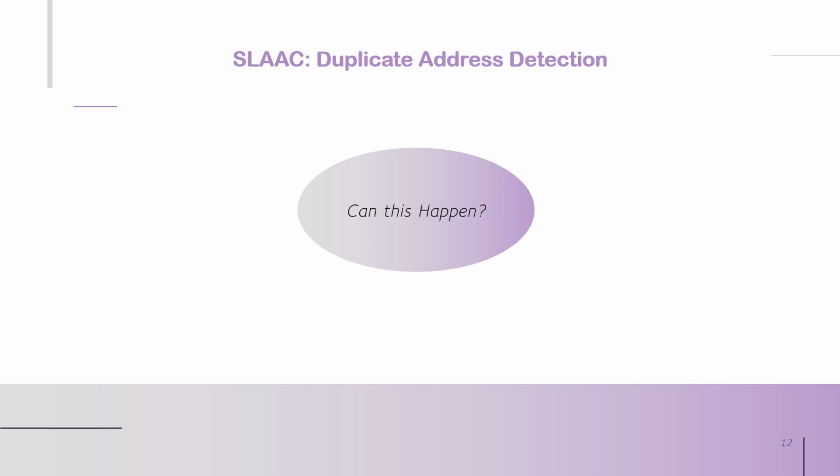And if no node or device responds with a message, then the address is virtually guaranteed to be unique and can be used by the host. And if a message is received from a host in the network, then the address is not unique and the operating system has to determine a new interface ID to use.